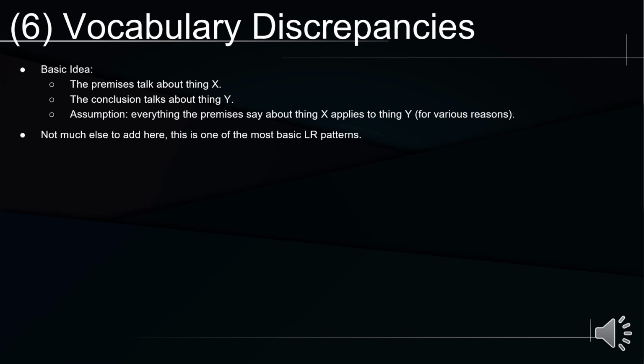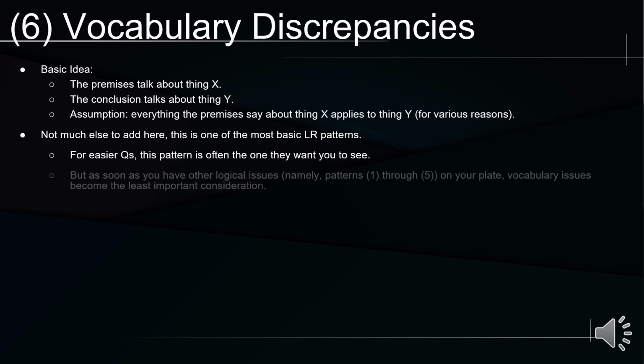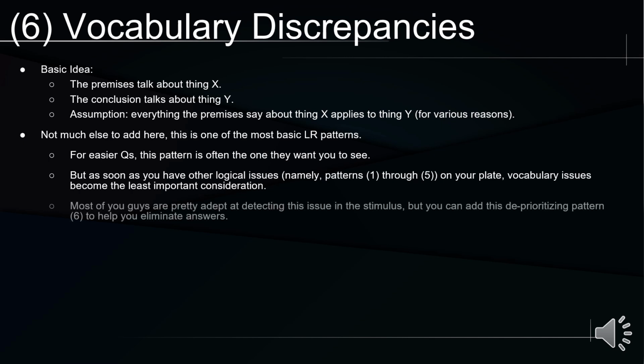And there's really not a whole lot of important stuff to add here because this is one of the most basic LSAT patterns that all of us know. For easier questions, this pattern is often the one that they want you to see, and the correct answer choice will reflect it. But as soon as you have other logical issues, namely patterns 1 through 5 on your plate, vocabulary issues become the least important consideration.